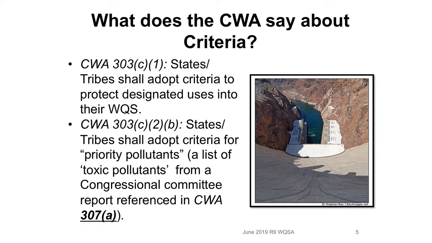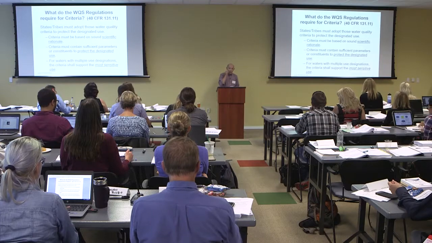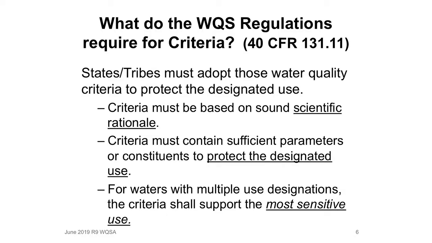And there's a list of priority pollutants, and they're very, very old. We have criteria for all of them. I'm sorry, criteria for all of them. And these are in the regs, 131.11, and it basically says, when you adopt them, make sure that they're based on sound scientific evidence. Make sure that they're going to protect the most sensitive use, and make sure that they protect the designated use. You guys can read that?